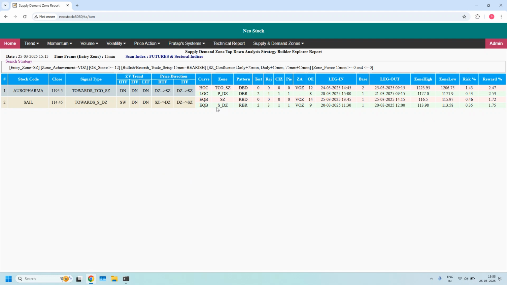In these 2 stocks, these 15-minute supply zones overlapped with 75-minute supply zone. Both together again overlapped with daily supply zone. Daily is HTF, and the HTF trend, daily trend, is down in only one stock. In that stock, if daily supply zone has daily EMA confluence, then the 15-minute supply zone might be having more high probability to get success.